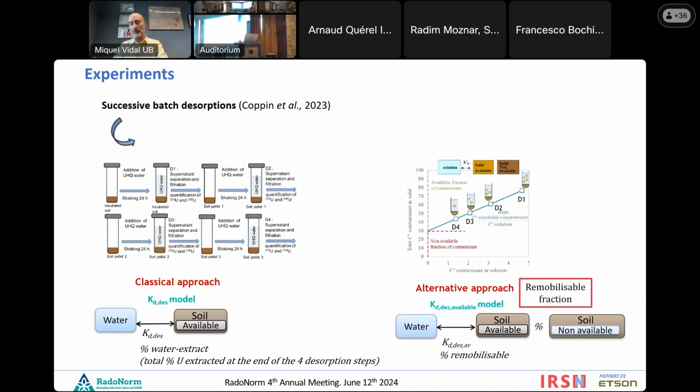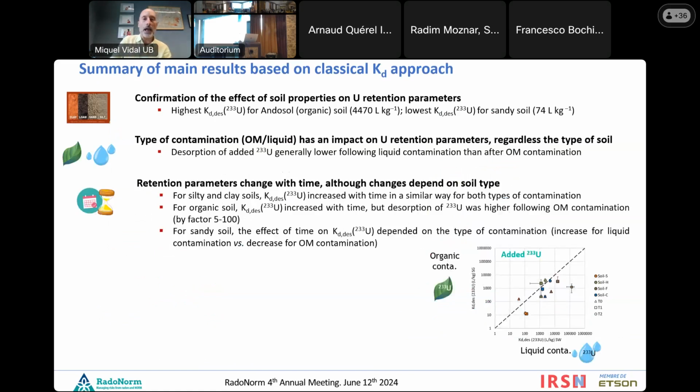So for this model, the desorption KD is the available desorption KD, and we may also quantify the percentage of remobilizable radionuclide, this kind of labile fraction. So, a summary of the results. For sure, the soil properties affect the retention parameters. Actually, the highest KD was observed for the organic soil, with respect to the lowest KD that was observed for the sandy soil. The type of contamination also affected the uranium retention parameters.